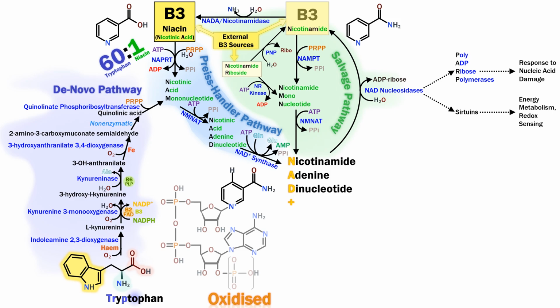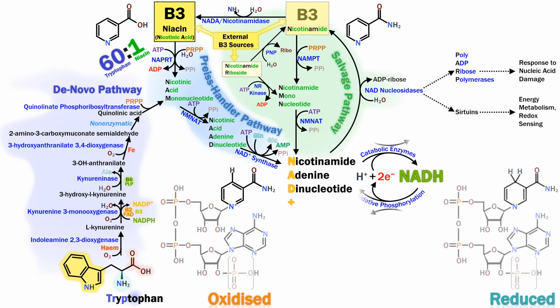NAD plus is reduced to NADH with the addition of one hydrogen ion and 2 electrons, the equivalent of a hydride ion. The reaction is central to energy metabolism, and the NADH is often shuttled to the mitochondria to be oxidized in the electron transport chain to make ADP.